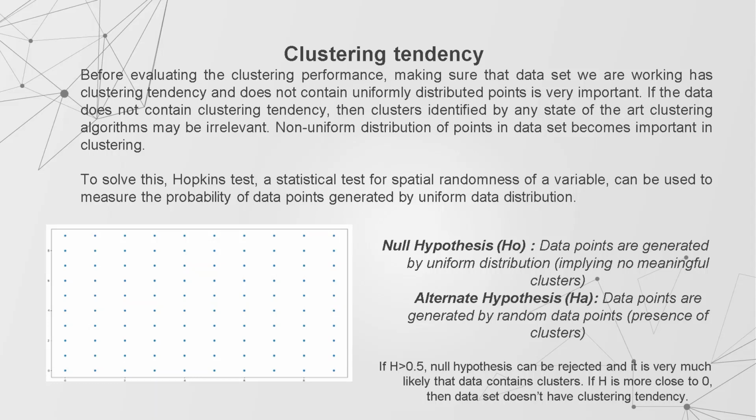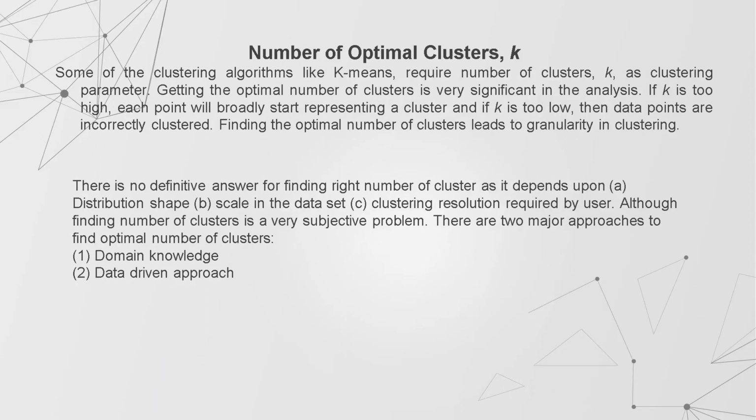Number of optimal clusters, K. Some of the clustering algorithms like K-means require the number of clusters, K, as a clustering parameter. Getting the optimal number of clusters is very significant in the analysis. If K is too high, each point will start representing a cluster, and if K is too low, then data points are incorrectly clustered. Finding the optimal number of clusters leads to granularity in clustering.